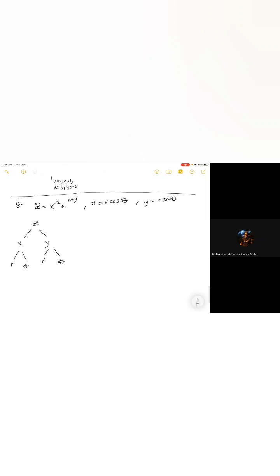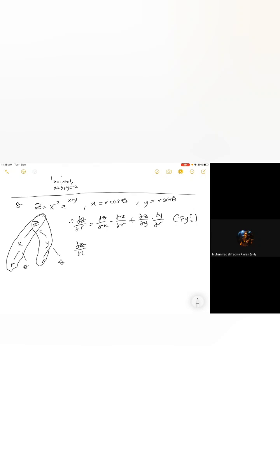Okay. So again, when you want to differentiate with respect to r, let's say, so you ambil yang r sahaja. Z connected until r. So you ada del z del x del r plus del z del y del r. So you may try this one for theta as well.